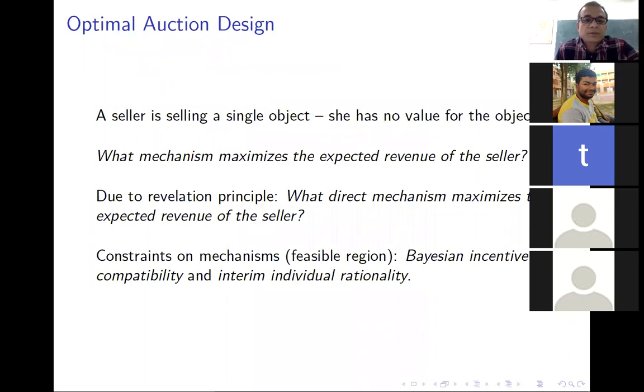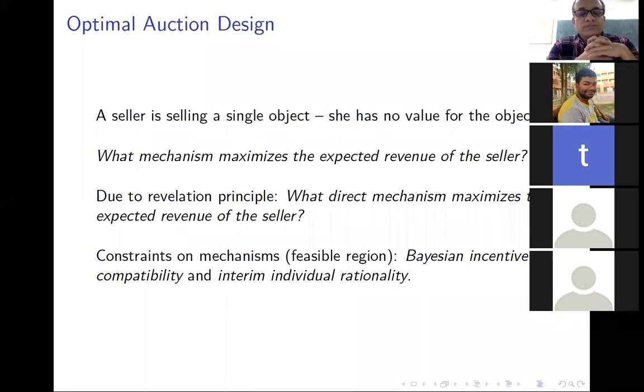Okay. So, what is optimal auction design? So, the model is the following: a seller is selling a single object. For the lecture today, let's assume that the seller has no value for the object. So she is primarily interested in getting rid of the object and getting some revenue out of it. Okay. So later, towards the end of the lecture, I'll tell you how it extends if the seller has some reservation cost for the object also. Okay, but for now, let's assume that that's zero.